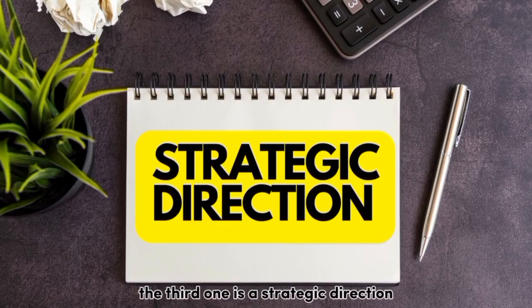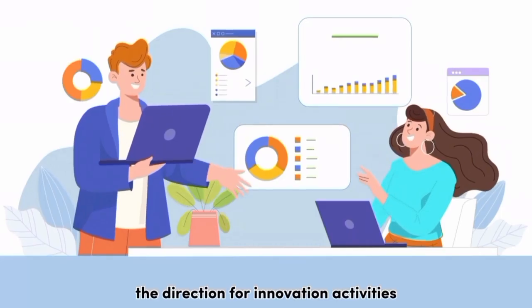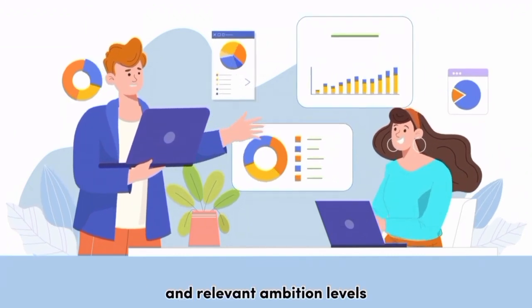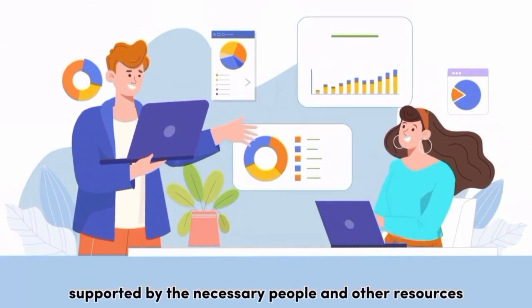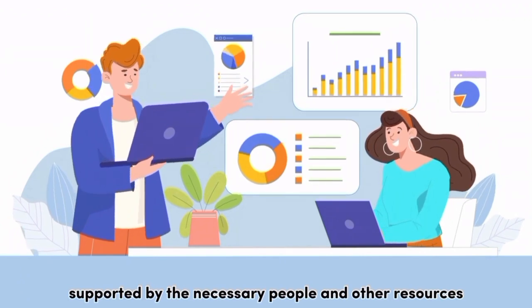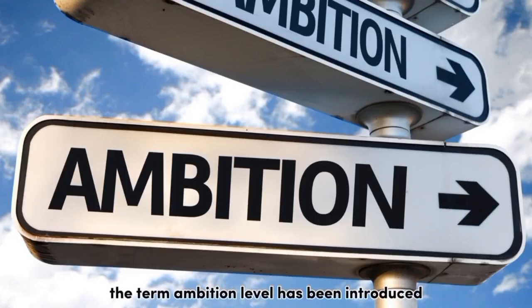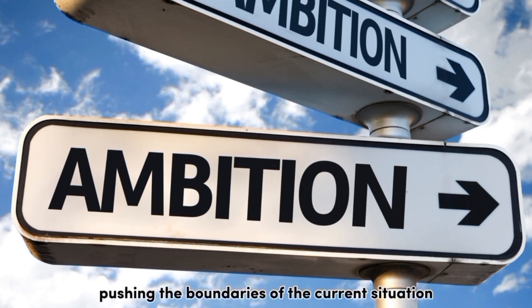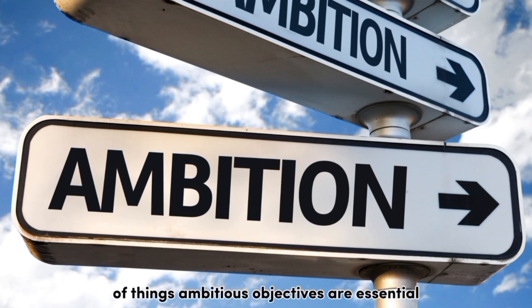Third one is strategic direction. The direction for innovation activities is based on aligned and shared objectives and relevant ambition levels supported by the necessary people and other resources. The term ambitious levels has been introduced, as you can recall from the last principle, pushing the boundaries of the current state of things.